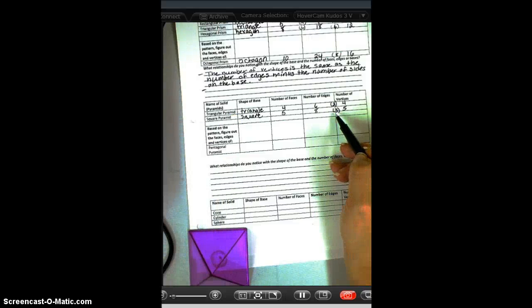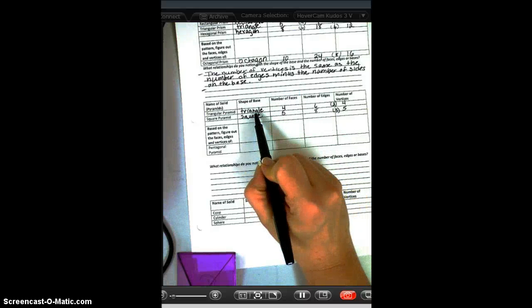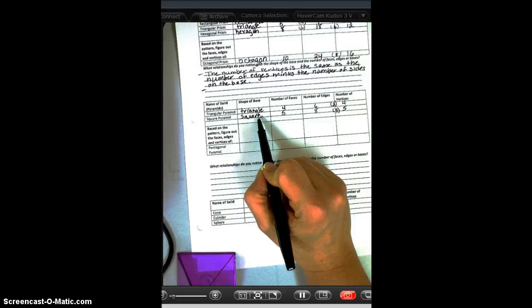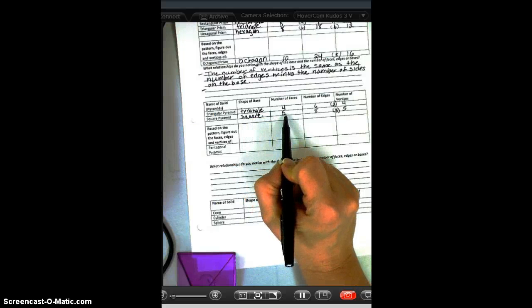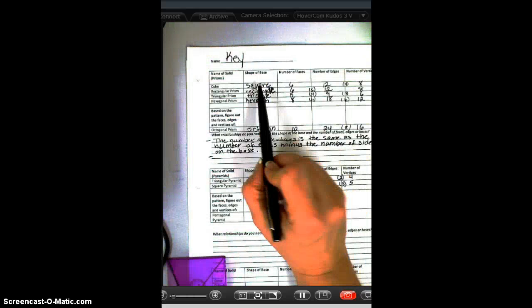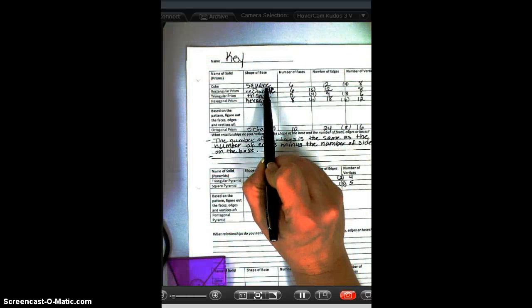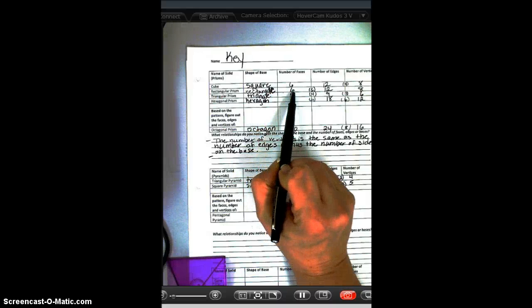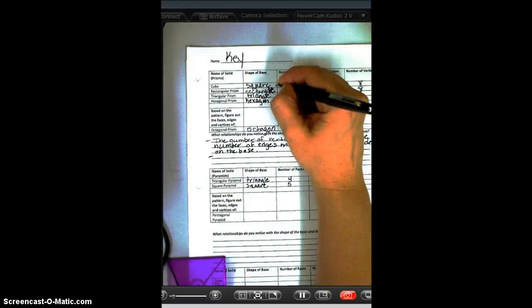That's interesting. The other thing is, this is a 3-sided shape, and the number of faces was 4. This is a 4-sided base, and the number of faces is 5. Well, how about this one? This might have been a pattern too that I missed. The shape of the base was 4, number of faces was 6. So this one actually went up 2.